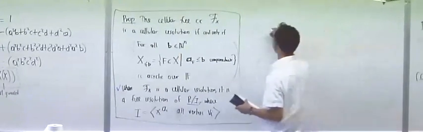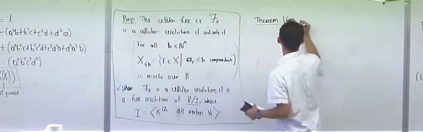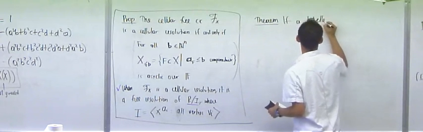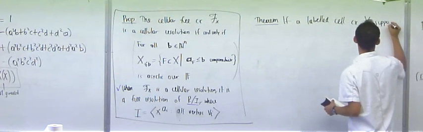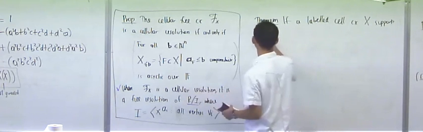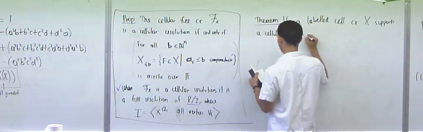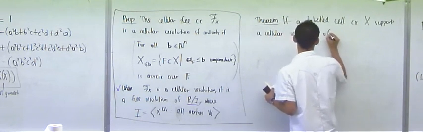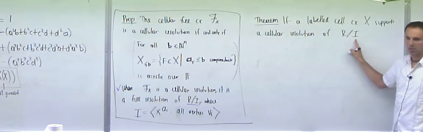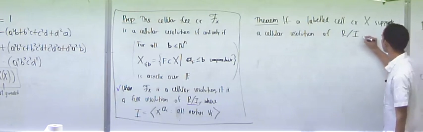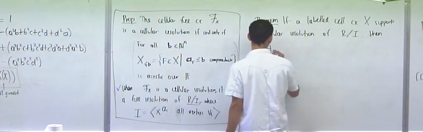The reason we do this is the following. So, theorem: if a labeled cell complex X supports a cellular resolution, and we know that if it's a cellular resolution, then it has to be of R mod I, where I is the ideal of vertices. Then given this, I can easily write the Hilbert series of R mod I.